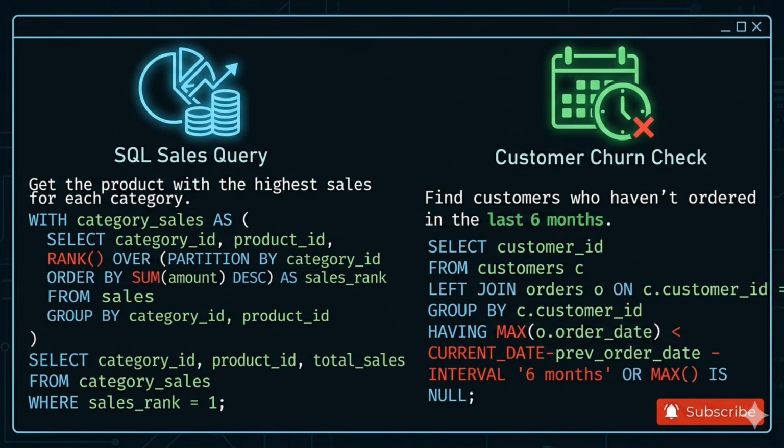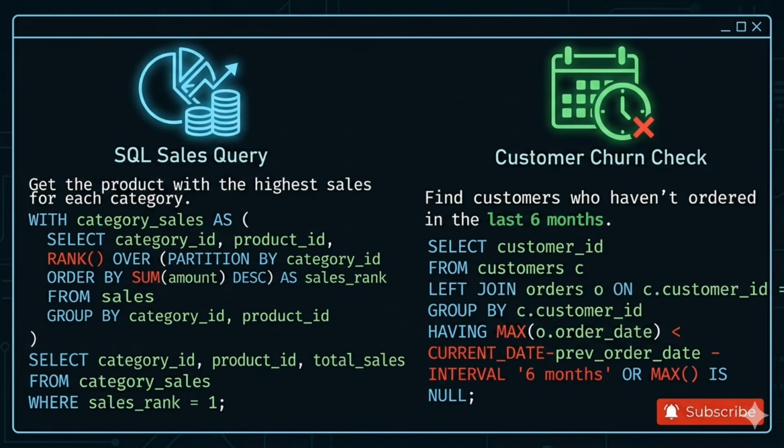SQL. With category_sales as (select category_id, product_id, rank() over (partition by category_id order by sum(amount) desc) as sales_rank from sales group by category_id, product_id), select category_id, product_id, total_sales from category_sales where sales_rank equals 1.